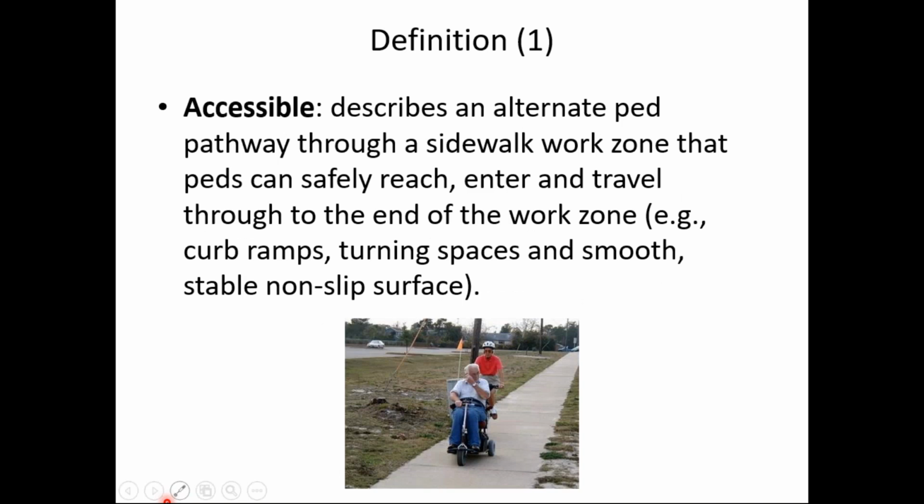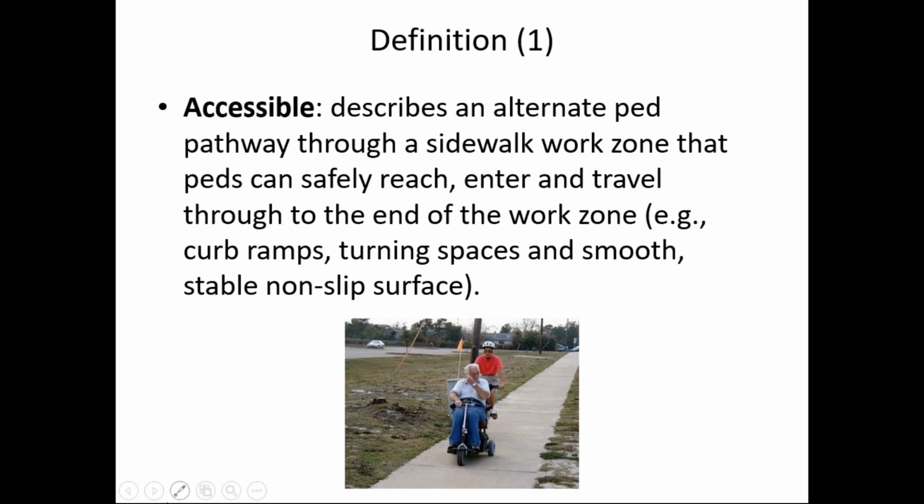So I mentioned accessible and detectable a number of times. It's in the course title. What do we mean by accessible and detectable? Accessible means an alternate pathway through a sidewalk work zone that a pedestrian can safely reach, enter, and travel through to the other end of the work activity or work zone. This implies that there should be a smooth, firm, slip-resistant surface, like the concrete sidewalk we see there, so that someone in a wheelchair or a walker can navigate that surface easily, readily, and safely.